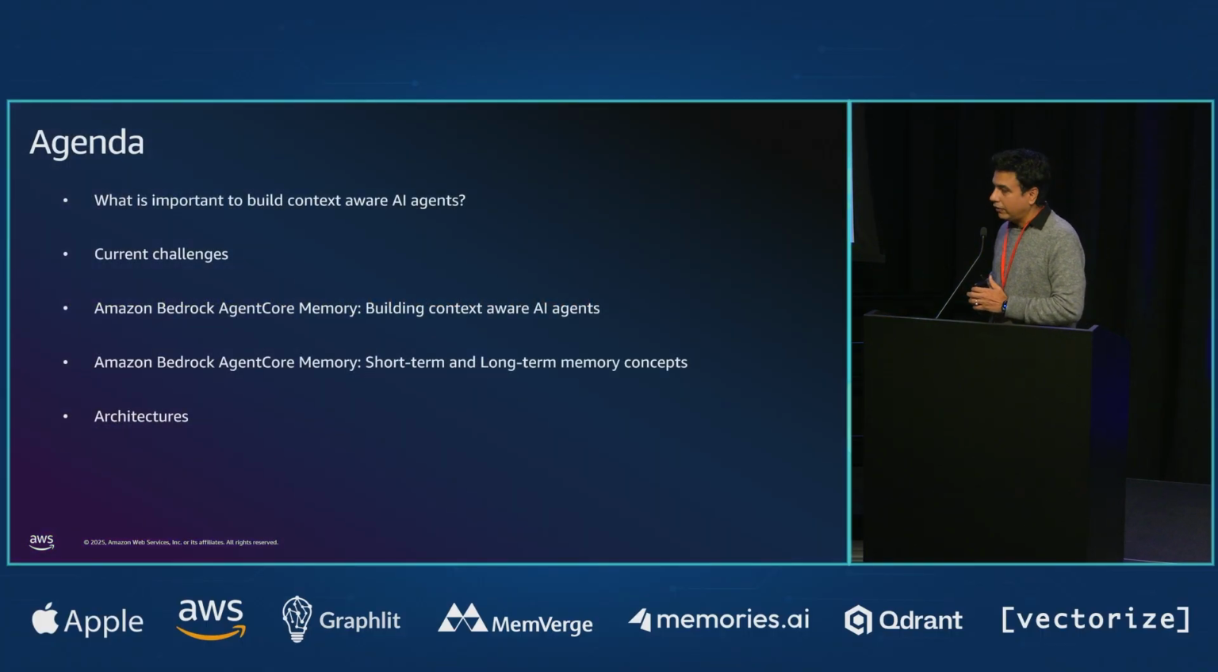So here's the agenda. I have a full packed 25 minutes, so I'm gonna go through a little fast. And if you have questions, you can find me afterwards as well, or if we have time, we can take it towards the end as well. So first of all, why is it important to build context-aware AI agents? We discussed some of the challenges. If the customers are trying to solve the memory issues on their own and building those memory components, what kind of challenges do they face today? Then we'll talk about Amazon Bedrock Agent Core, what kind of memory we support, and what the concepts behind it are. And we'll end up with an architecture as well.